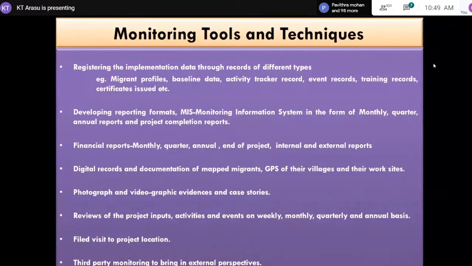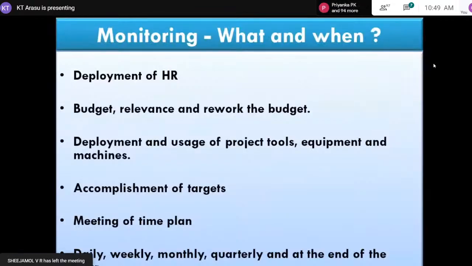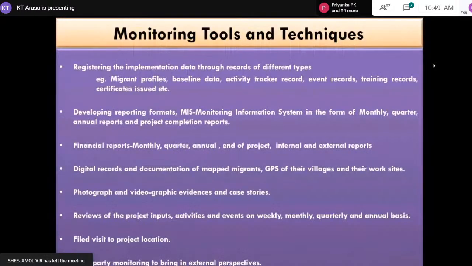Then a review of the project inputs. So you have to review. The review process is another tool which is available for us to know the progress. Normally, every agency has a set time, for example, weekly review, monthly review. All these are part of that.